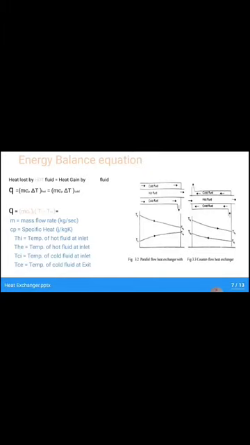By using this energy balance equation we can find any missing value from the problem. In a problem we should always use this energy balance equation first. It gives us any value, it may be mass flow rate, specific heat, or any temperature of the hot or cold fluid. So it is very important.